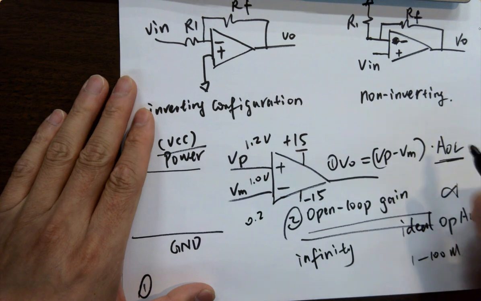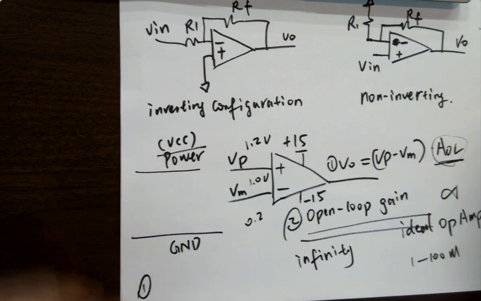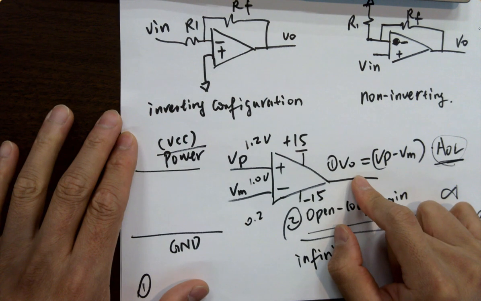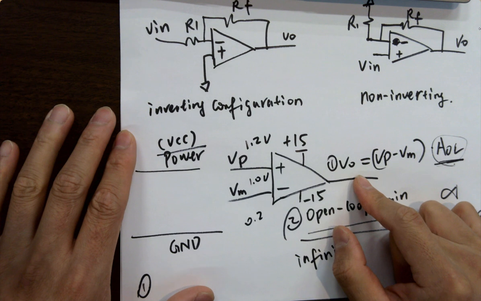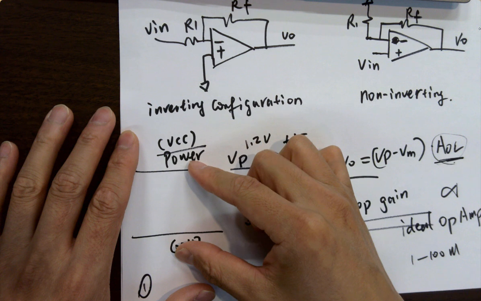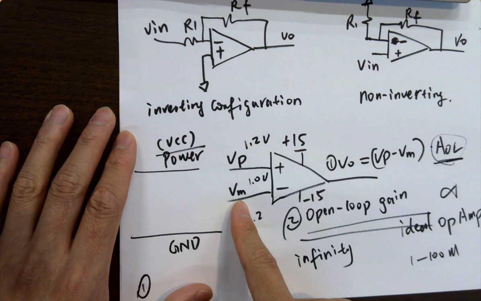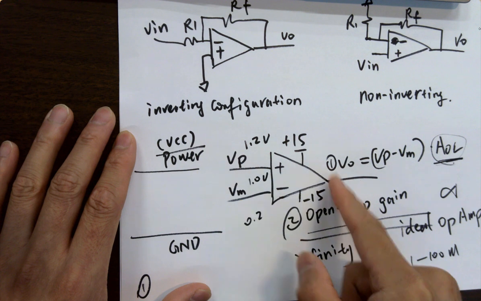0.2 volts, right? Times this one, what's the result? Huge. What's going to happen? Are you getting millions of volts as the output? It's impossible because the power rail is not providing that voltage. What's going to happen is it's going to saturate at the maximum. If you're getting VP bigger than VM, what's the maximum voltage you're getting?